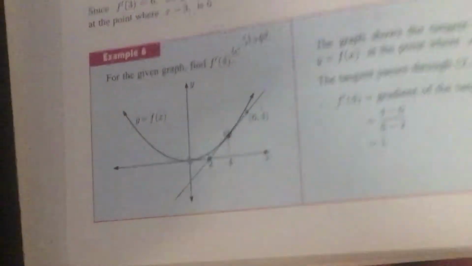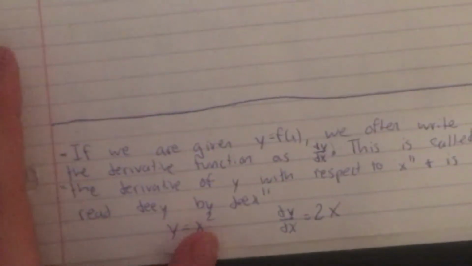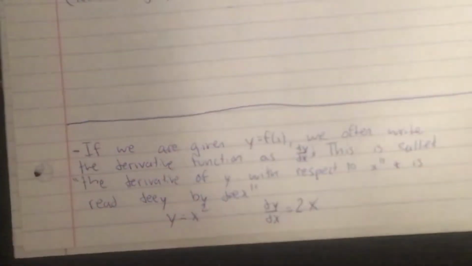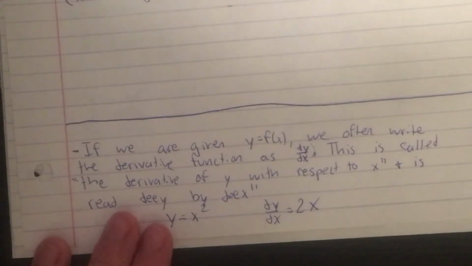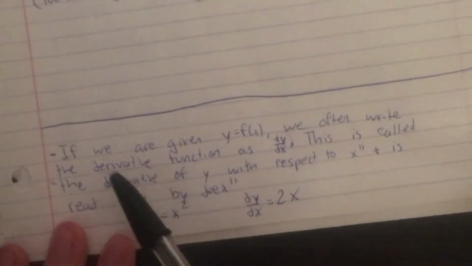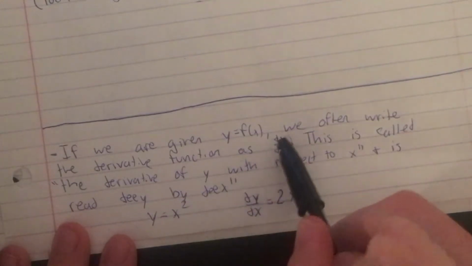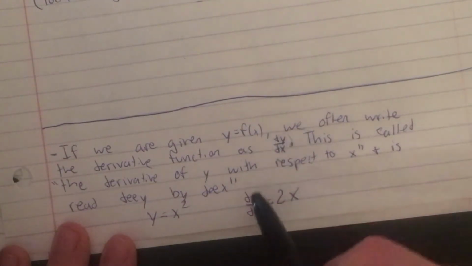So all the derivative function does is tell us what the slope is at a certain x value. There's a couple of different ways that you can see this. If we are given y equals f of x for some function, we often will write the derivative as dy over dx.